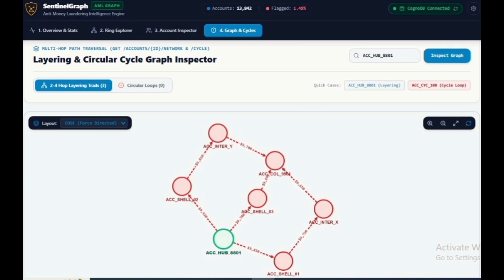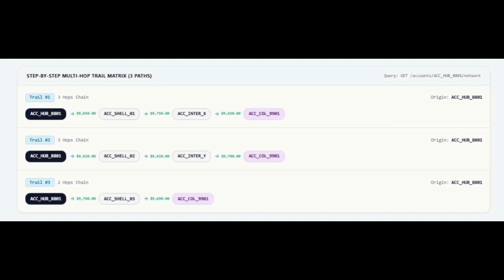Now we come to the final conclusion, where SentinelGraph turns AML detection into a graph investigation problem. It uses MemgraphDB to store and query connections and transactions, FastAPI exposes the backend services, and React with Cypher makes the results very easy to inspect.